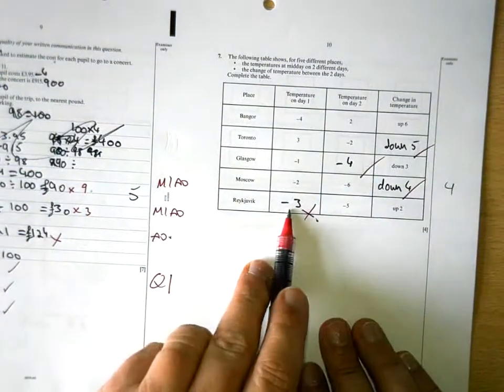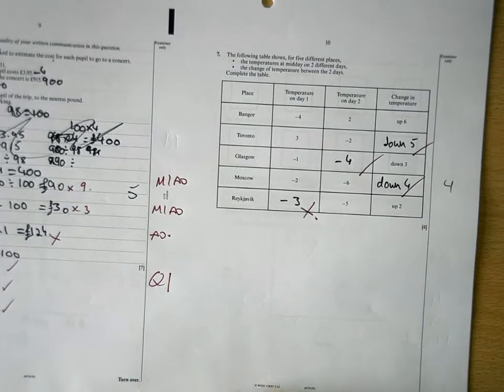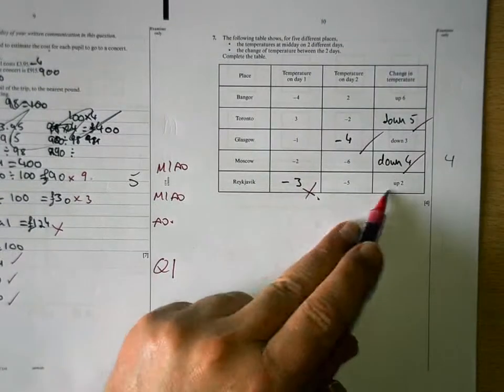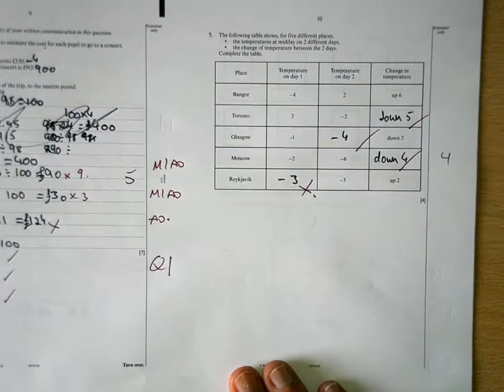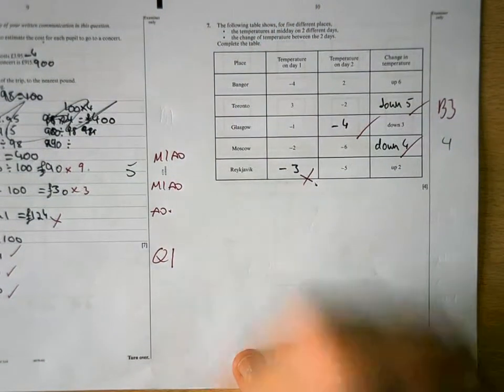That's wrong, because if you're at -3 and you're going up 2, it's getting warmer, you're going to end up at -1. So for that to be true, you need to be at -7. 3, 6 for the page.